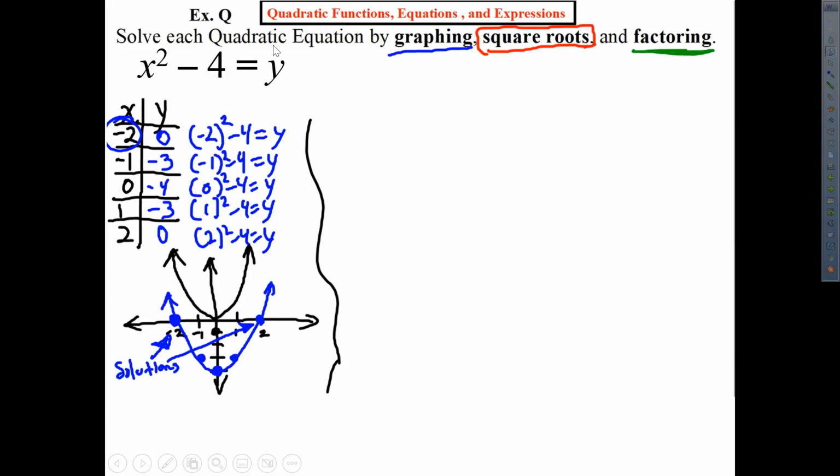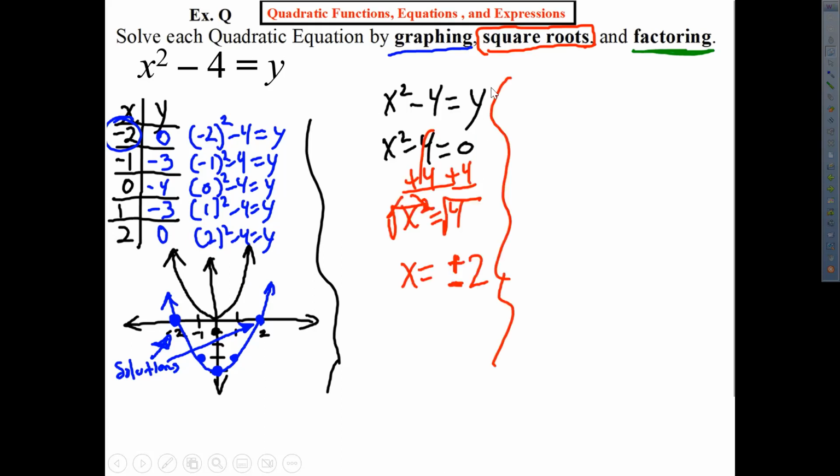By square roots, we write the equation again, and then we set it equal to 0, and then we leave x by itself. So that means we add 4 to each side. x squared equals 4. How do we cancel that squared? By taking the square root. That's why it's called by square roots. So at the end, we get x equals plus minus 2.